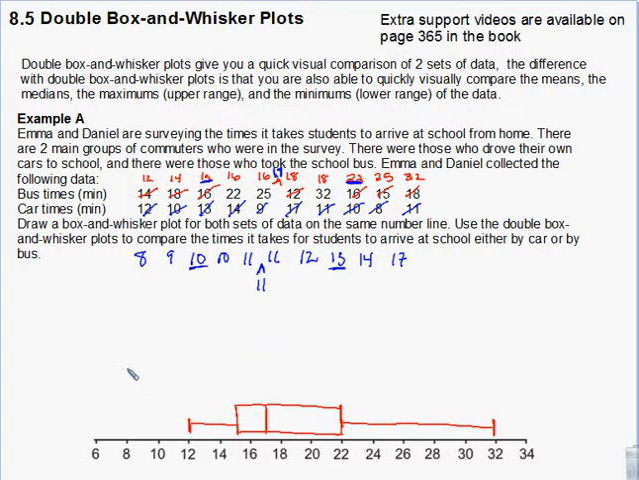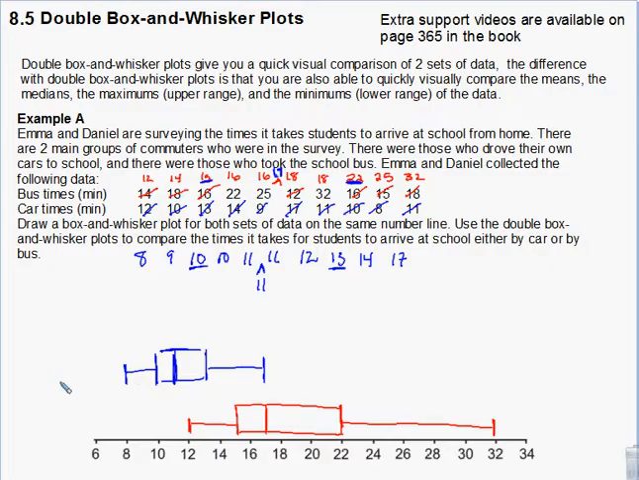So now what I do is I come up higher. There's my minimum at 8 and my maximum at 17. Q1 is at 10, median at 11, Q3 at 13. And there's my double box and whisker.